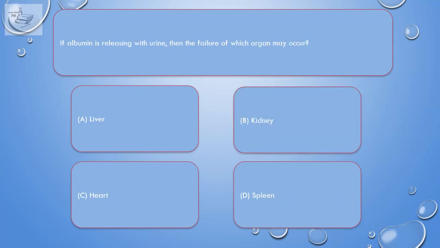Question: If albumin is releasing with urine, then the failure of which organ may occur? A. Liver. B. Kidney. C. Heart. D. Spleen. Correct answer is B. Kidney.